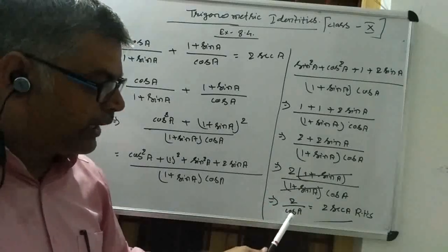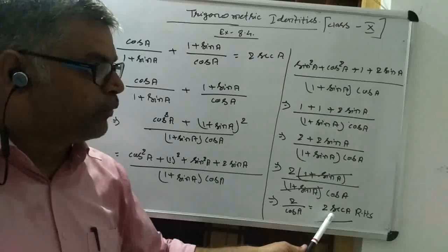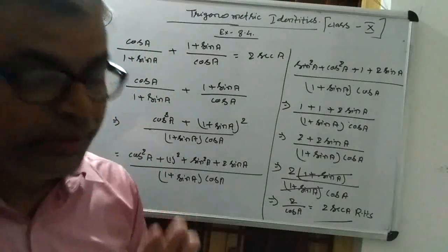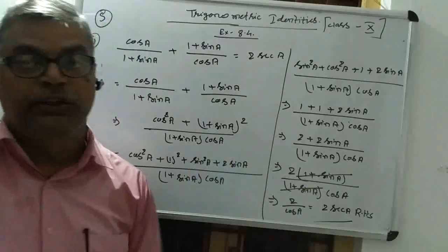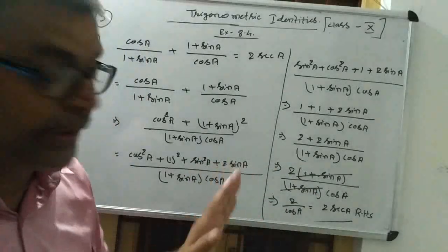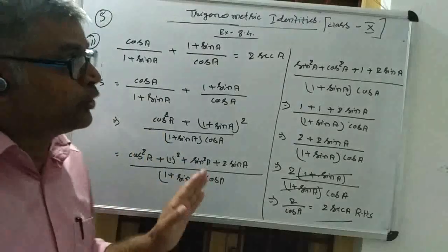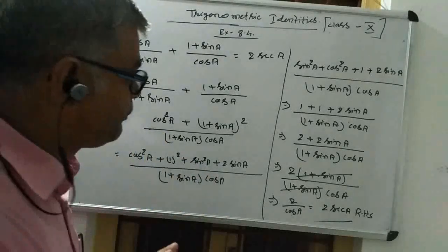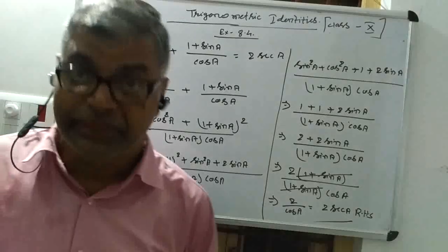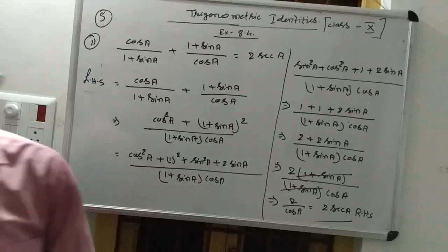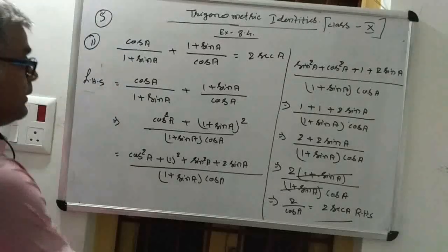So ultimately we have 2 by cos A, which is equal to 2 sec A, because we know that 1 by cos A equals sec A. So in this way you have reached your RHS part. This is the method of solving trigonometric identities. I hope that all of you have understood it. Now let's take one more identity from your exercise.